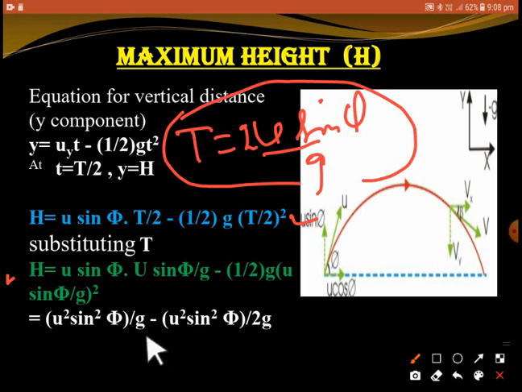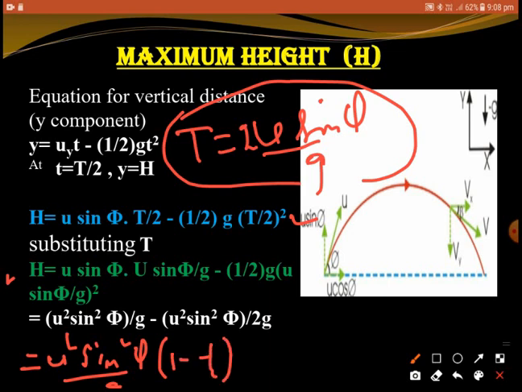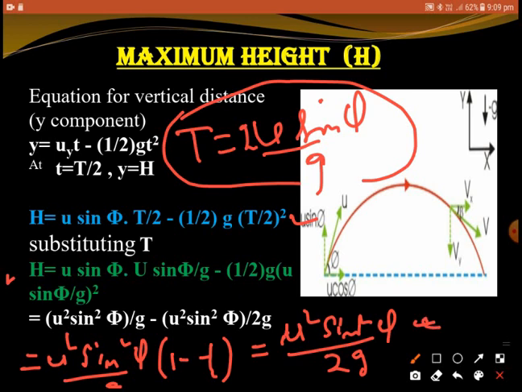So it will be coming up as 1 minus 2. So this will be equal to u square sine square phi divided by g. Then it will be 1 minus half. So 1 minus half will be what? Half only. So the last expression for your maximum height will be equal to u square sine square phi divided by twice g. Got it? This will be the resulting expression.